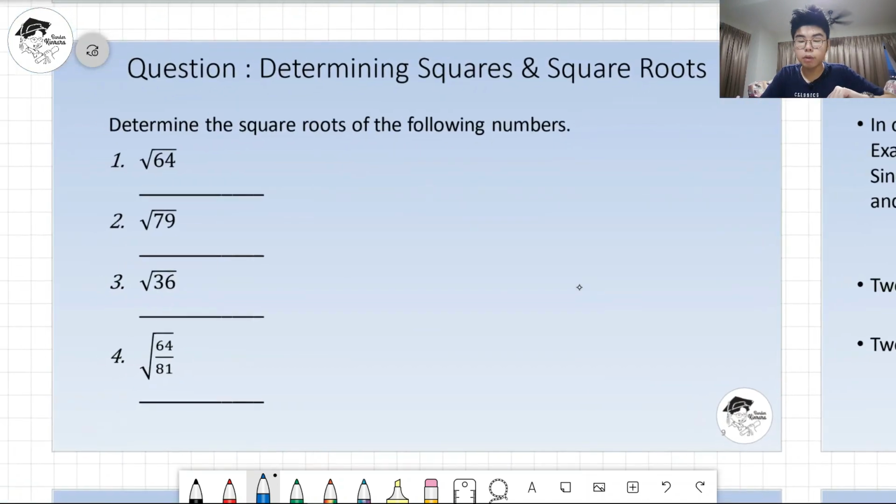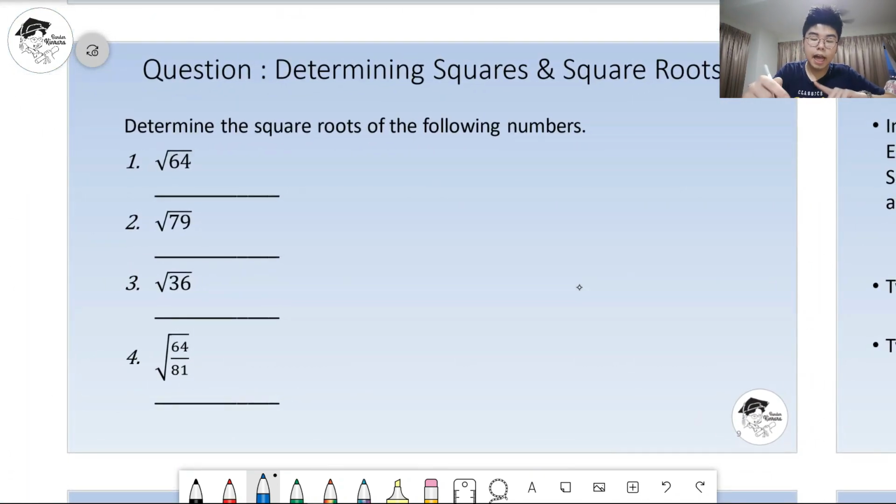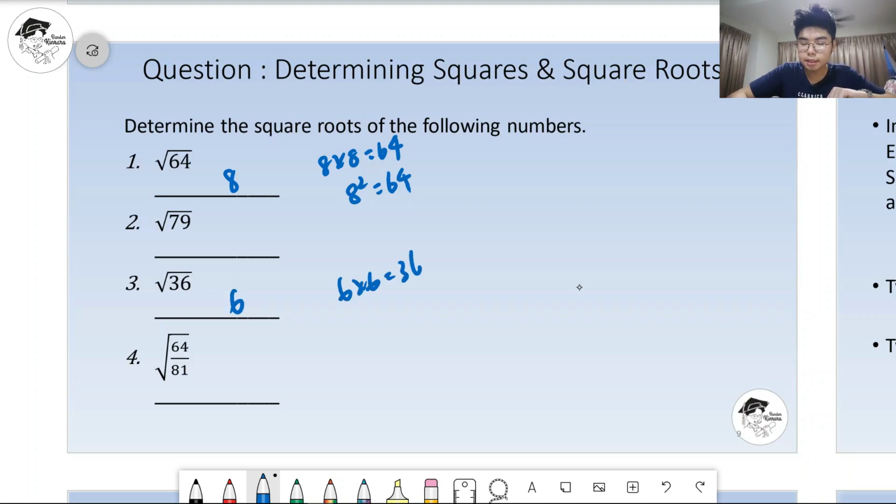And then this one, determine the square roots. Okay, 64. Nampak tak? 64 is the perfect square. So I know that it is going to be 8 because 8 times 8 is 64. So I straight away know it's 8. Or 8 kuasa 2 akan 64. 79 is not a perfect square, so must use calculator. 36 is a perfect square, is 6, because 6 times 6 gives you 36, or 6 squared gives you 36, so I can straight away do.